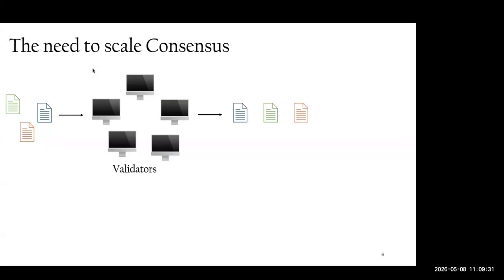So the list of blue, green, and red transactions is the order. And then the execution layer of your blockchain can go and execute these transactions in precisely this order. So this is what consensus looks like.